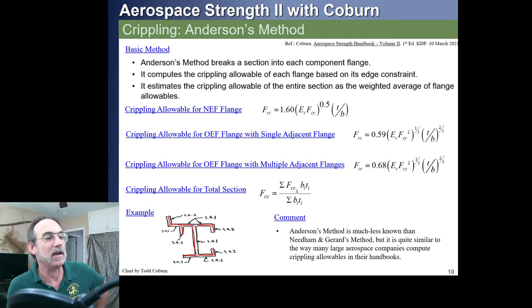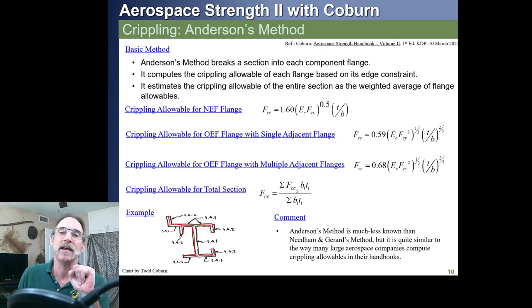You would calculate 1, 2, 3, 4, 5, 6, 7, 8, 9, 10. Let's check that again. Yes, 10 crippling allowables. You then plug into this sum of the FCC.